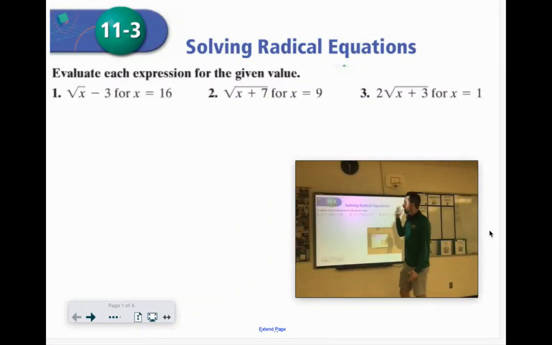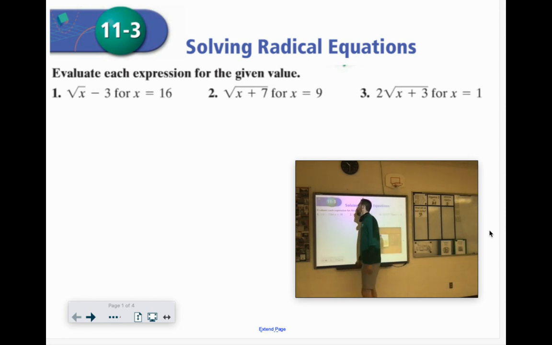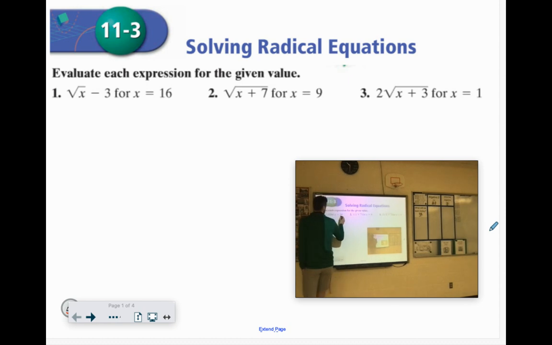Good news. Solving the radical equations is a lot easier than actually adding and subtracting and multiplying the radical stuff. Let's evaluate some expressions here. It says x is 16, so we're going to substitute that in.